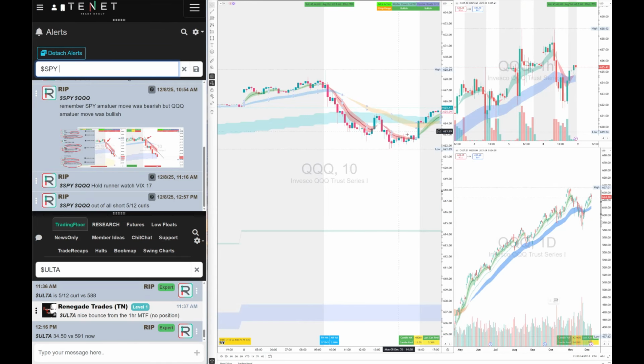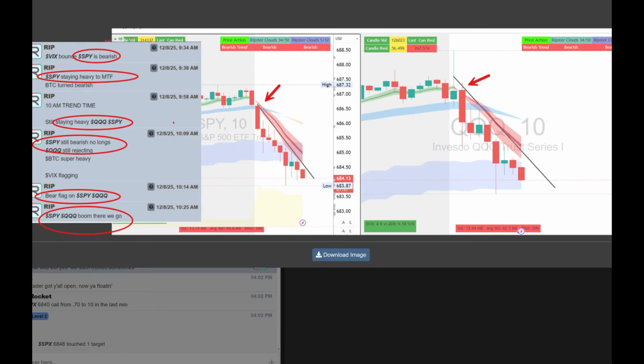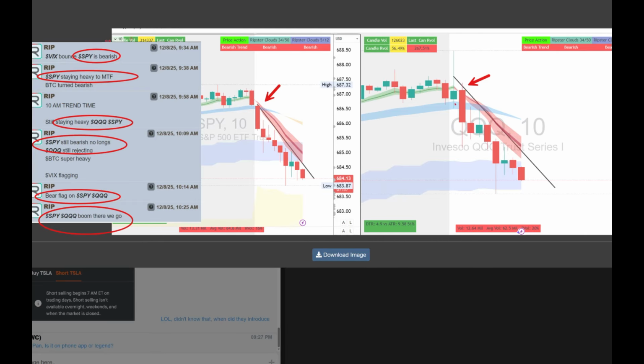So if you look at the QQQs, I'm just going to show you my guidance here. You see that SPY was bearish initially, QQQ was bullish. That's how we were trying to long those semiconductors. And when the QQQ turned bearish, I told the traders to short it. It's heavy and no longs. Target is MTF. The QQQ flushed nice.